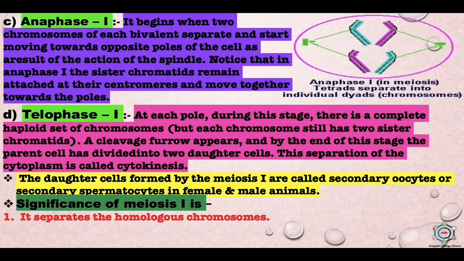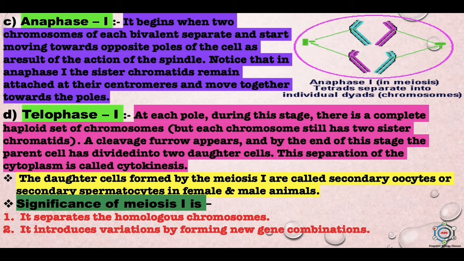It separates the homologous chromosomes. It introduces variation by forming new gene combinations. It induces the cells to produce gametes or spores, and it may at times cause chromosomal mutations by abnormal disjunctions also.